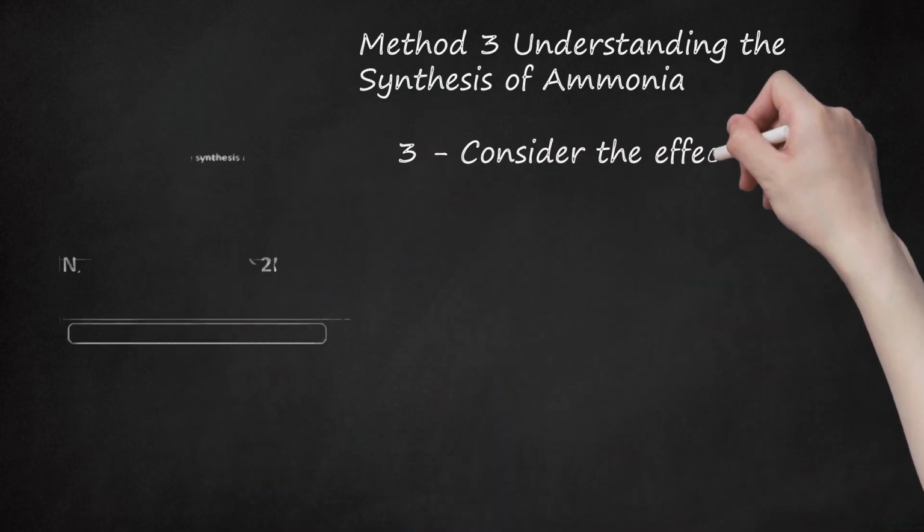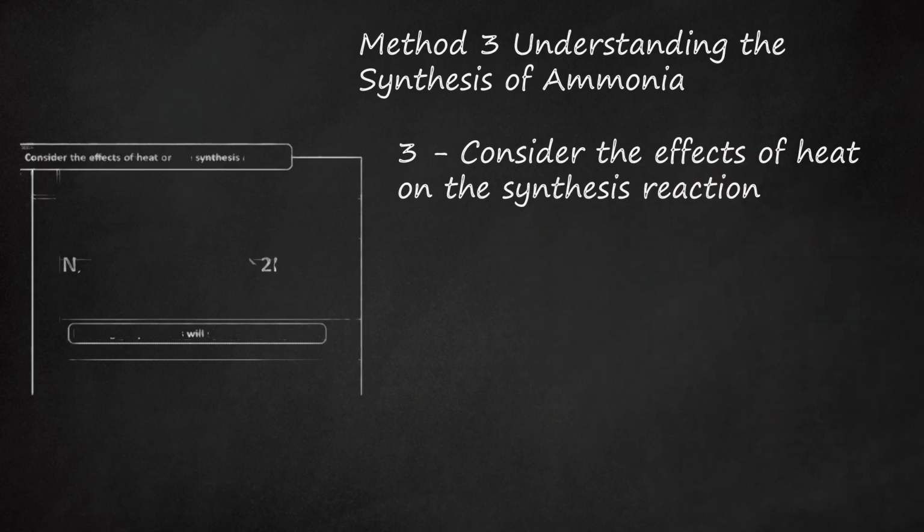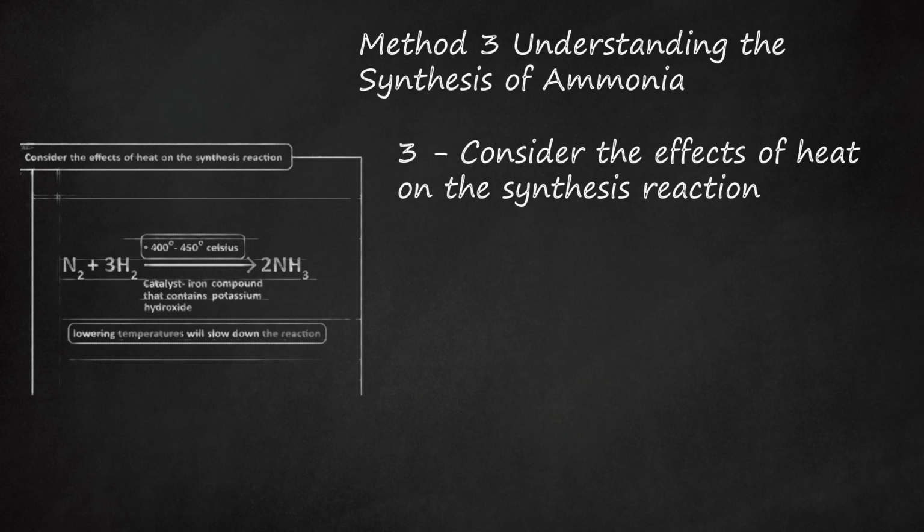3. Consider the effects of heat on the synthesis reaction. Understand that temperature is a double-edged sword in ammonia production. You can lower temperatures to get the best conversion of N and H into NH3. The downside is that by lowering temperatures, you also slow down the reaction. Most ammonia manufacturers use a temperature between 400–450 degrees Celsius.